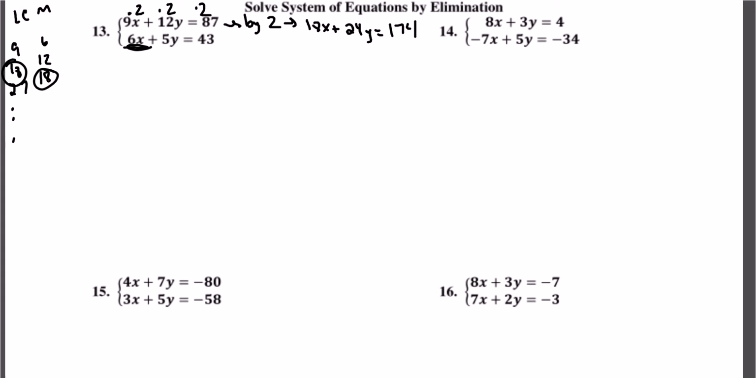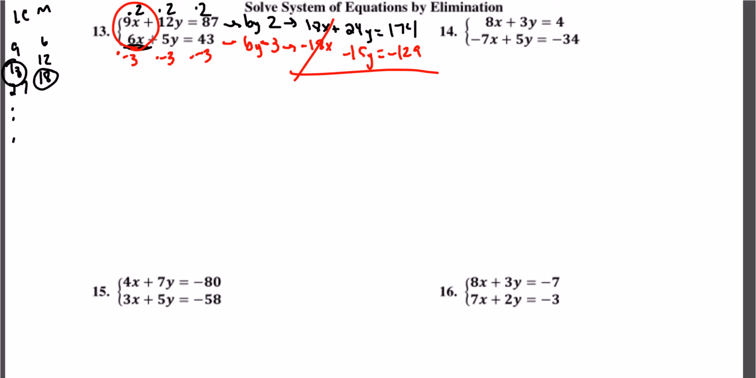Now I'm going to multiply the bottom by negative 3. The reason it's going to be a negative 3 is because these are both positive and I want them to cancel, so one of them had to be negative. If I multiply by positive 3, I just get 18x, but now that I multiply by negative 3, I get negative 18x minus 15y, and 43 times negative 3 is negative 129.